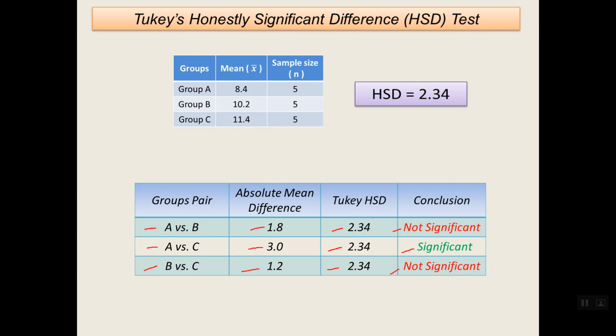One of the main benefits of the Tukey HSD is that the test, or the HSD, controls the value of alpha type 1 error. So it is considered as a conservative test.